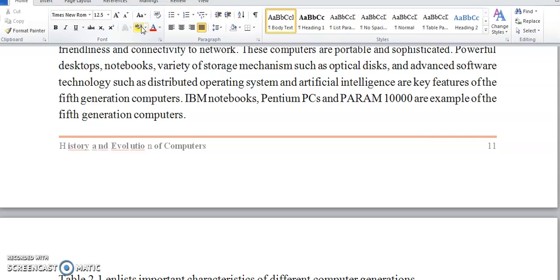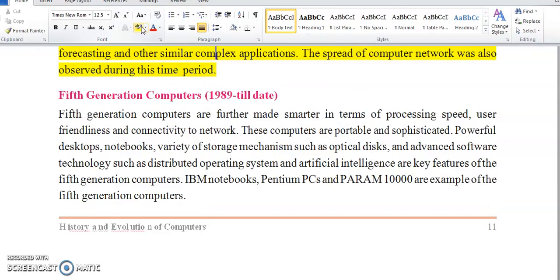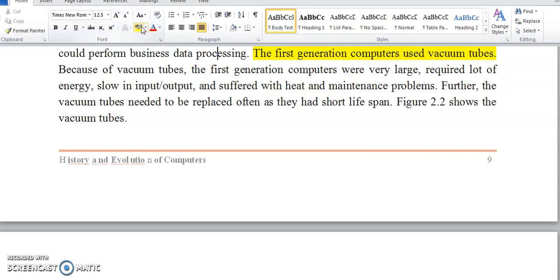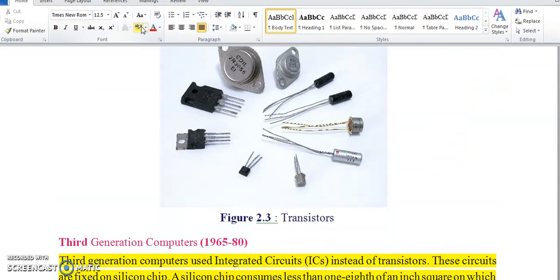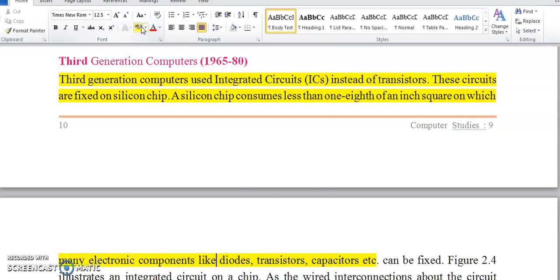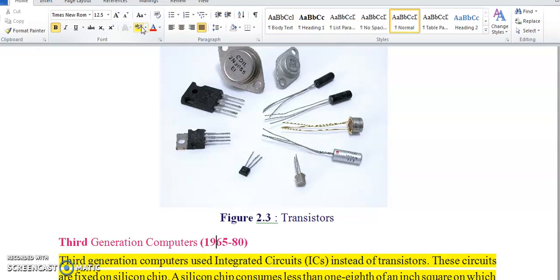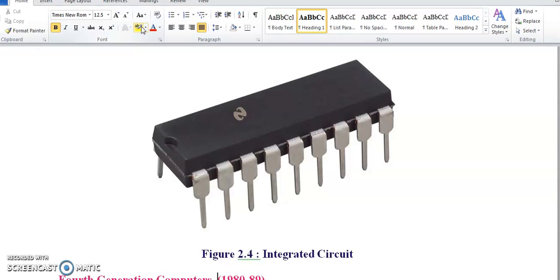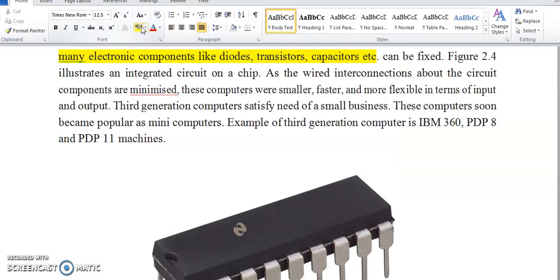Now, fifth generation. We will see the fifth generation in the next session. Today we saw first generation vacuum tube, second generation transistor, third generation IC.